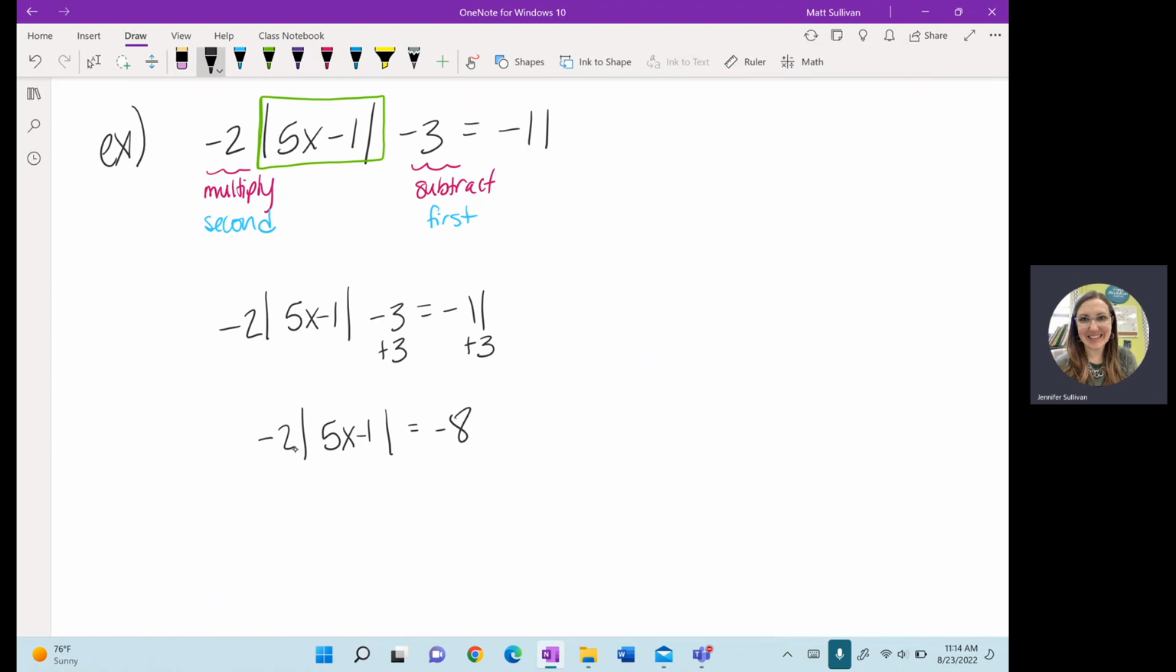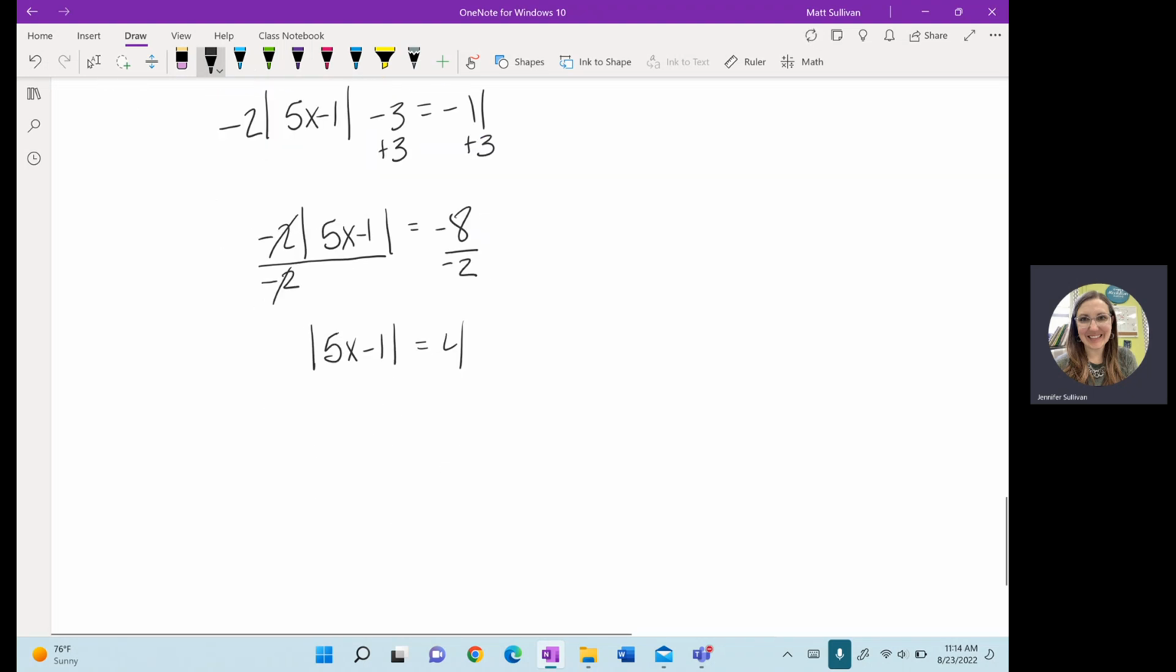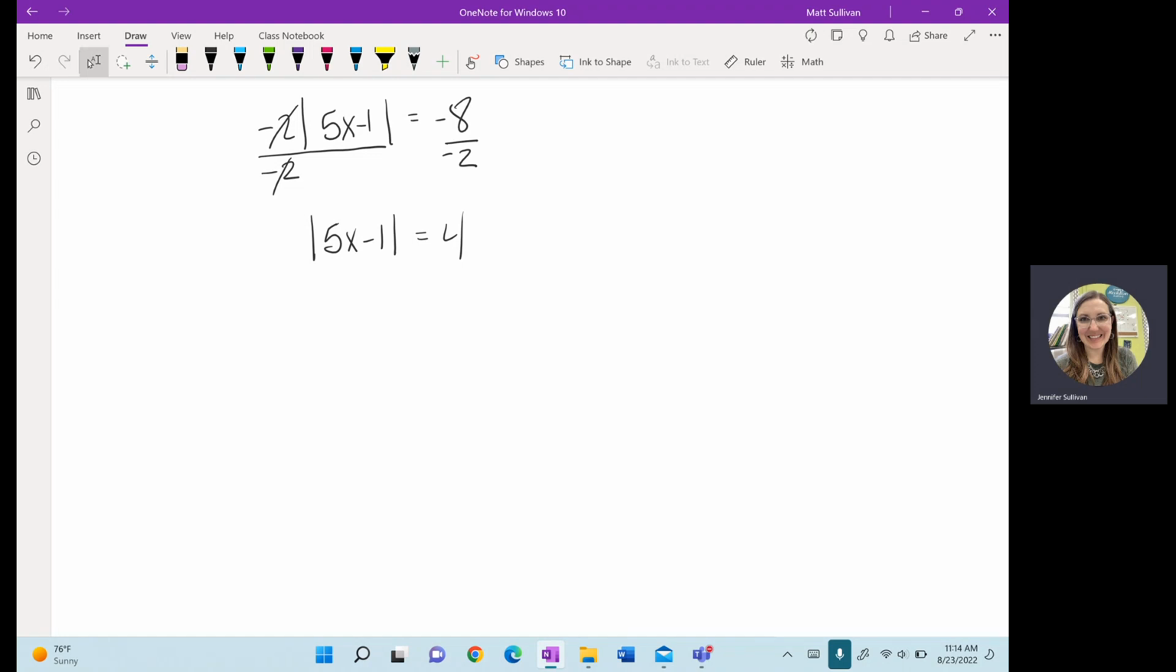Then we're going to undo this multiply by -2. How do I undo multiply? Divide, and we're going to divide by the -2. Those -2's cancel, and I have the absolute value of 5x minus 1 equals +4. So do I have solutions or do I have no solutions? I have solutions, and I find them by doing what?